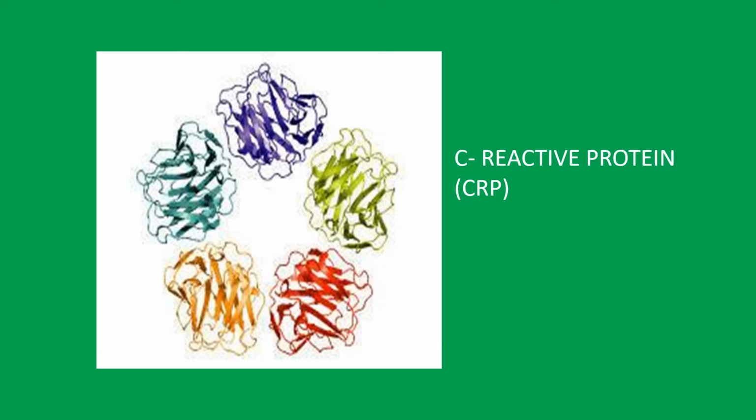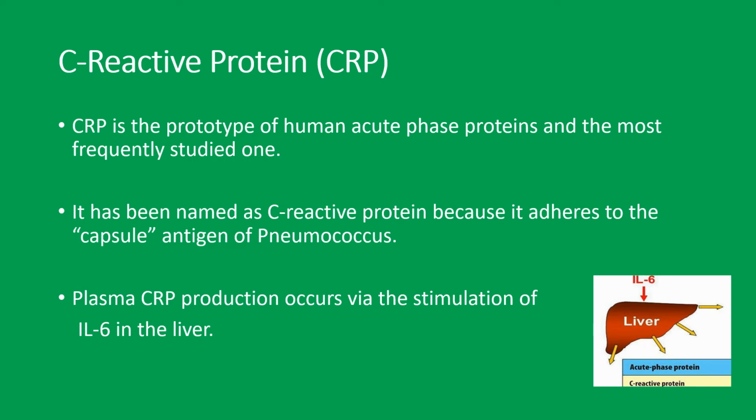The next acute phase reactant is your C-reactive protein, or your CRP. So this is an illustrative representation of your CRP. Your C-reactive protein, or your CRP, is the prototype of your human acute phase proteins or acute phase reactants and the most frequently studied one.